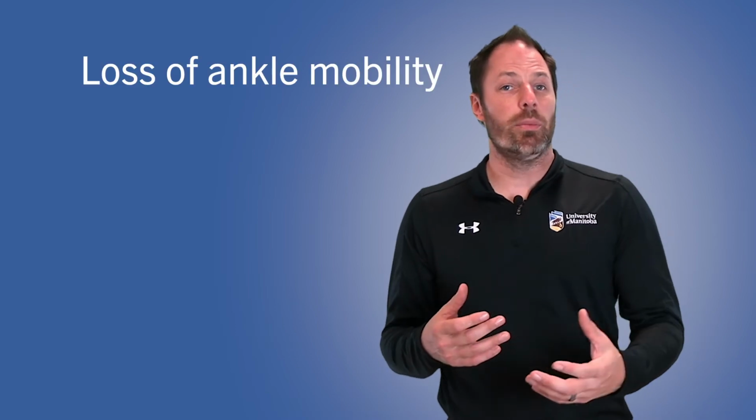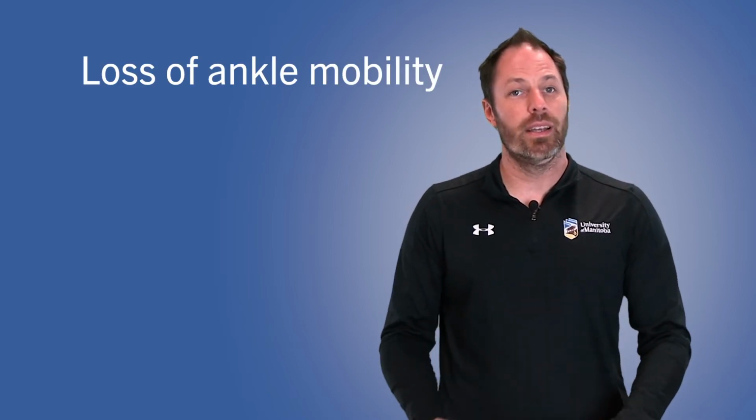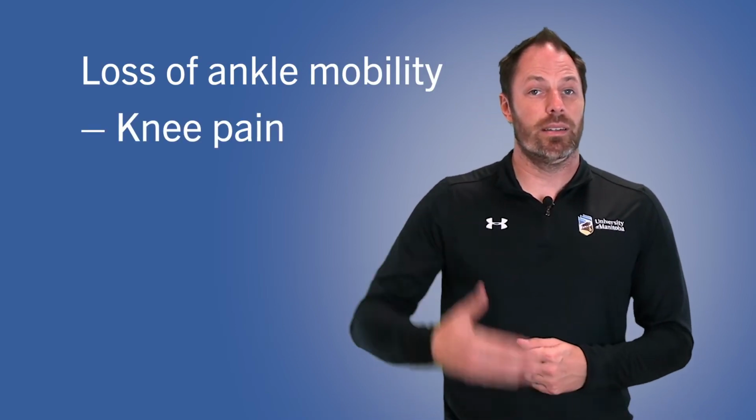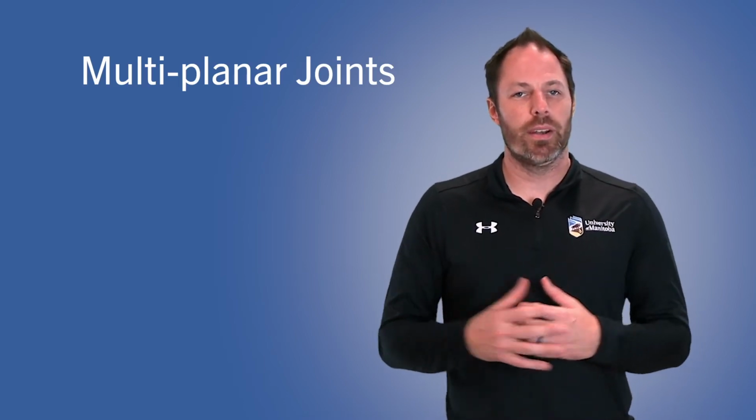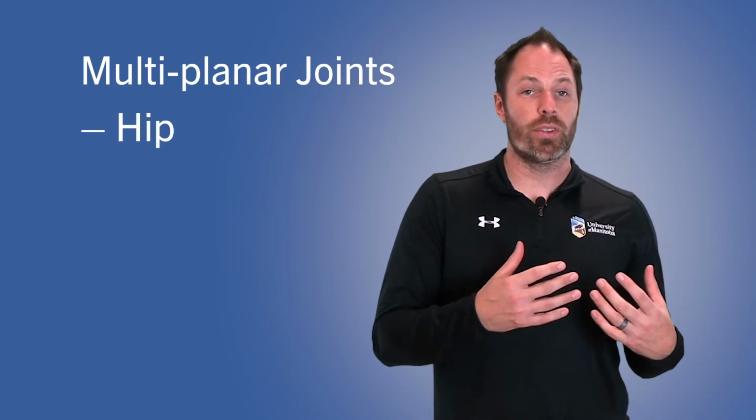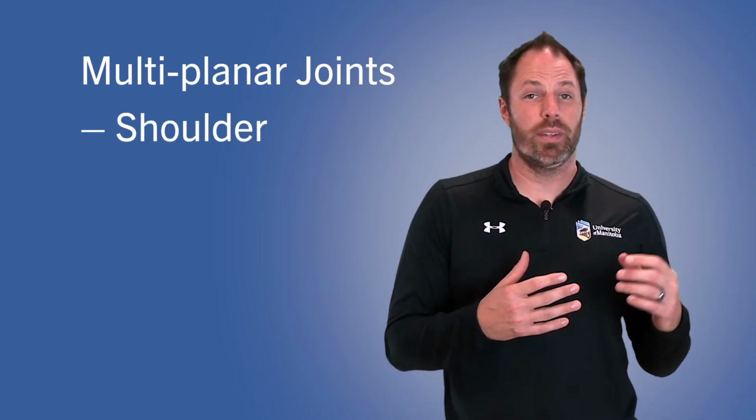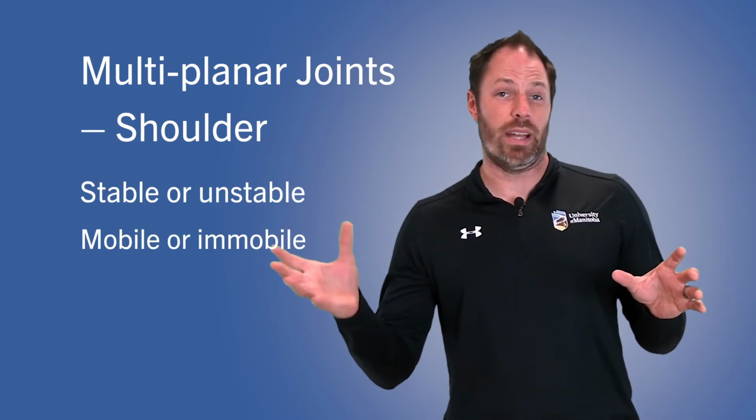Also, if you look at ankle mobility, a reduction in ankle mobility can then lead to knee pain up the chain. So some joints can have multiple roles, so joints that are multi-planar in movement, like the hip or the shoulder, can be both stable or unstable and mobile and immobile.